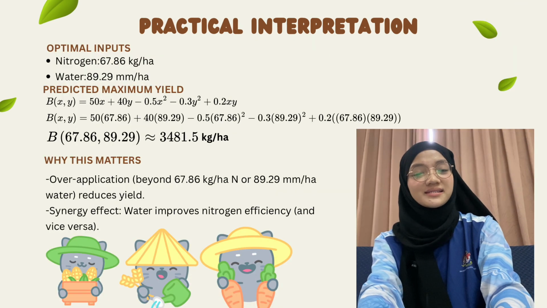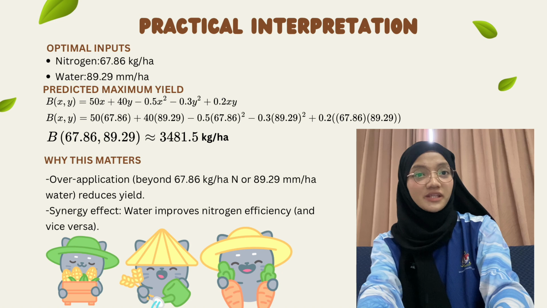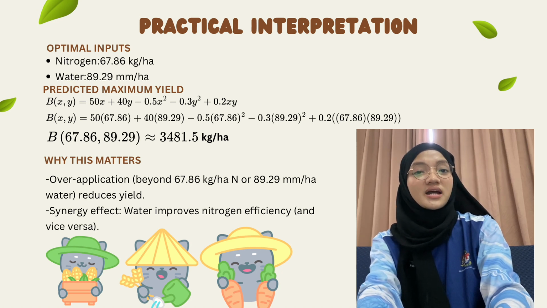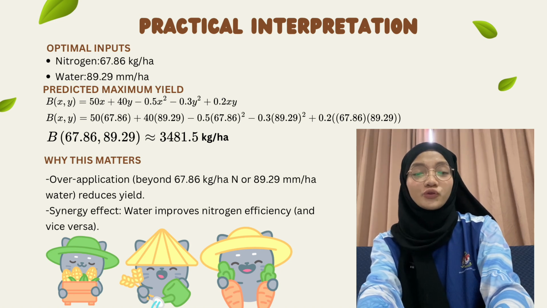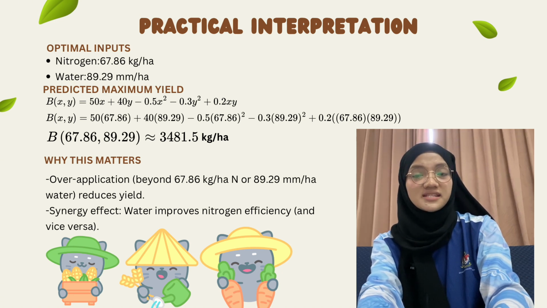Next, our analysis has determined the precise optimal inputs for banana cultivation, which for nitrogen is approximately 67.86 kg per hectare and for water is approximately 89.29 millimeters per hectare. When we plug these values into our yield function and calculate the maximum predicted yield, we get approximately 3,481.5 kg per hectare. Why does this number matter?